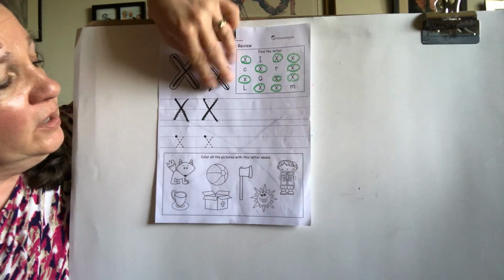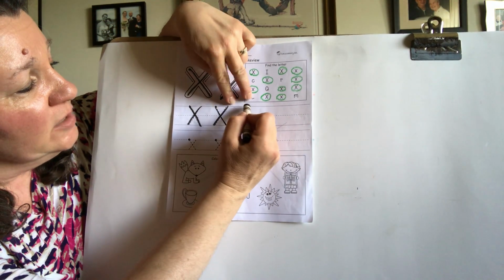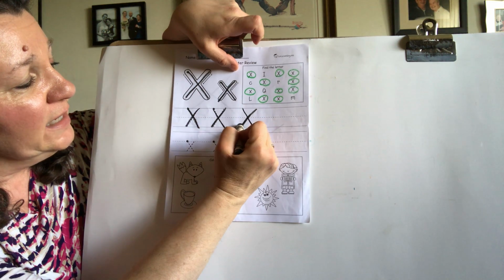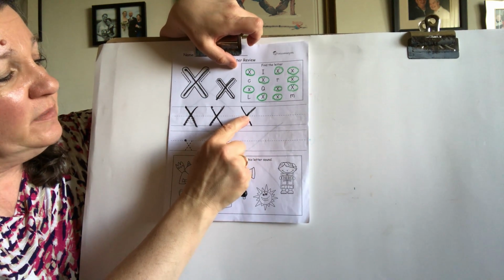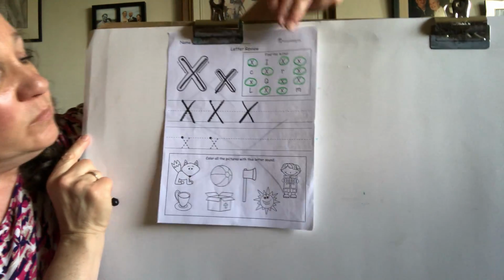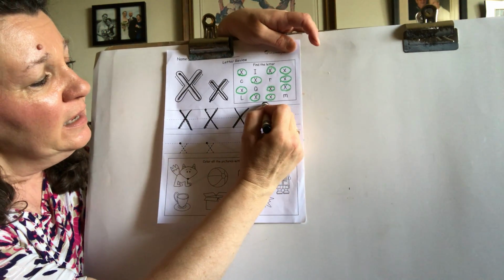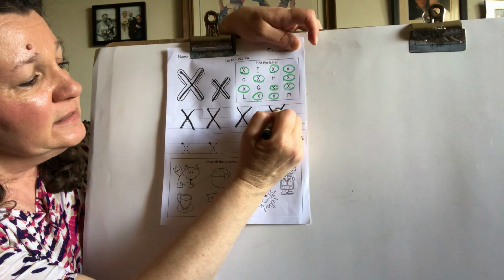Okay, now you want to leave your two-finger space. Start on the top line, slant down, slant down. Make sure you're crossing right in the middle there. Okay, let's make one more. Leave your two-finger space. Start at the top. You ready? Slant down, slant down.